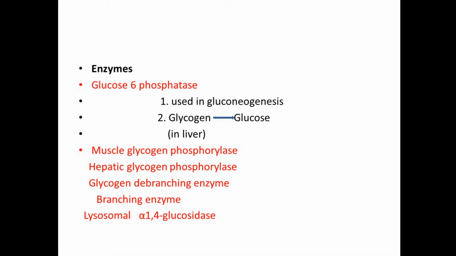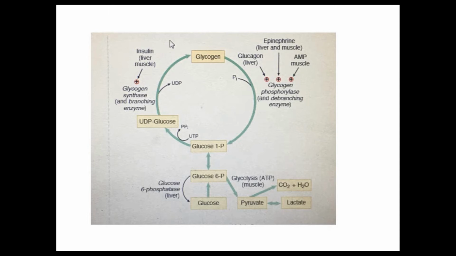Let's talk about how these enzymes work. You can see the glycogen synthase and branching enzymes are mainly used for the synthesis of glycogen, and glycogen phosphorylase and debranching enzymes are used for the conversion of glycogen back to glucose 1 phosphate. Then it is converted to glucose 6 phosphate, and then the important enzyme, glucose 6 phosphatase, is needed for the formation of glucose. You can see that for muscles there is no need for glucose 6 phosphatase.